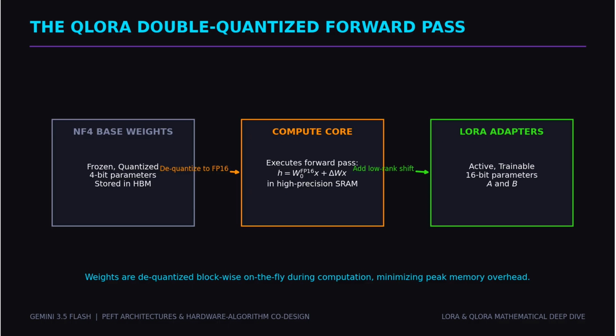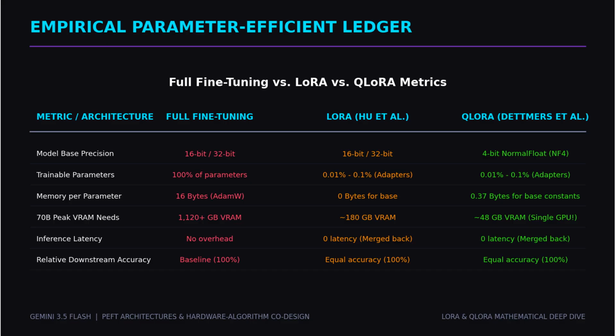Together, these synergies allow a 70 billion parameter model to be fine-tuned on a single consumer GPU without any performance loss. By decoupling model adaptation from full parameter updates, LoRA and QLoRA have transformed the landscape of modern deep learning.